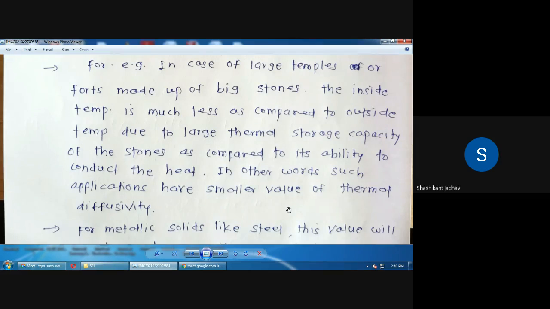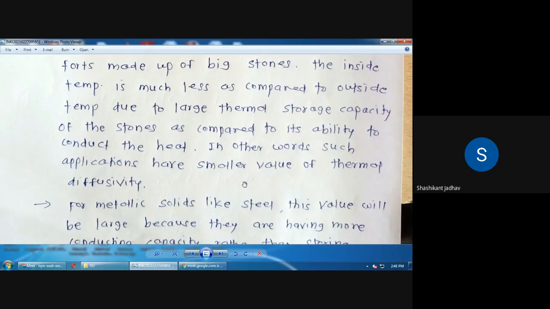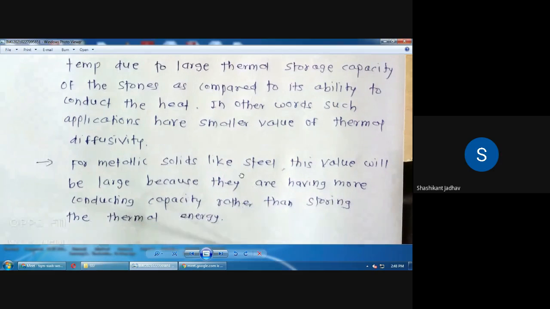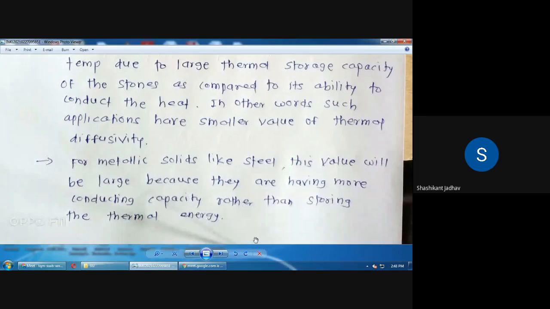ज्या वेळेला स्मॉलर व्हॅल्यू असणार आहे अल्फाची, म्हणजे के काय असणार आहे? के ची व्हॅल्यू काय असणार आहे? कमी असणार आहे आणि थर्मल कॅपॅसिटी काय असणार आहे? जास्त असणार आहे. म्हणजे हीट कंडक्शन कमी होणार आहे ॲज कम्पेअर टू स्टोरेज. ओके, so this is the example for the when the value of thermal diffusivity is less. आणि थर्मल डिफ्युजिव्हिटी व्हॅल्यू कधी जास्त लागणार आहे? राइट ऑन द सेकंड एक्झाम्पल.